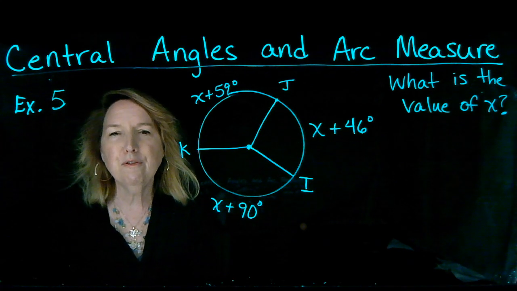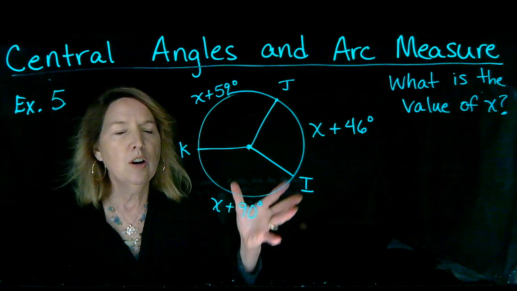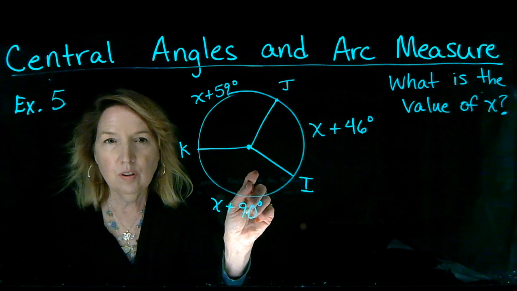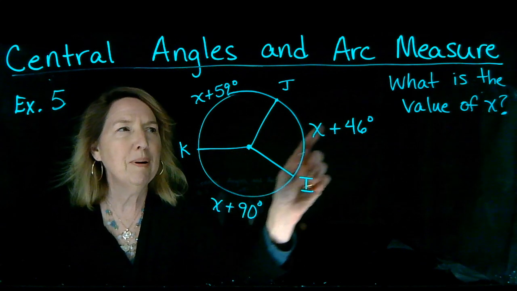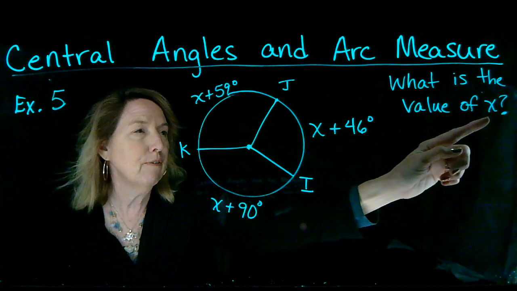Example 5 is a very important example because now you're taking it to the next level. Earlier, you're just figuring out the missing angles or arc measures. But this one is different. It's not asking for an angle at all. It's asking for the value of x.